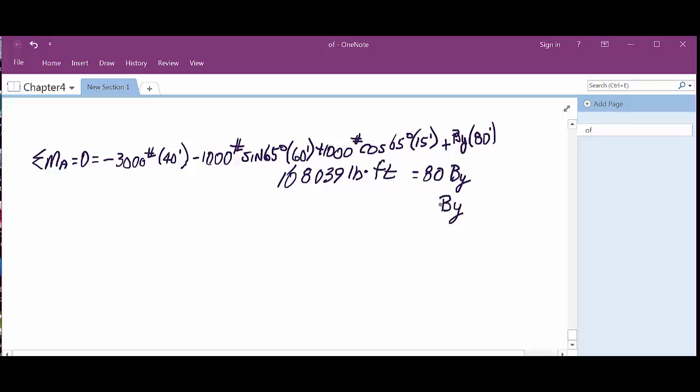BY is that number divided by 80. 2,100 pounds. It came out a positive value. We said it was going up. That means it is going up, right? It's 2,100, what the book said. Get lucky every once in a while. That makes sense?